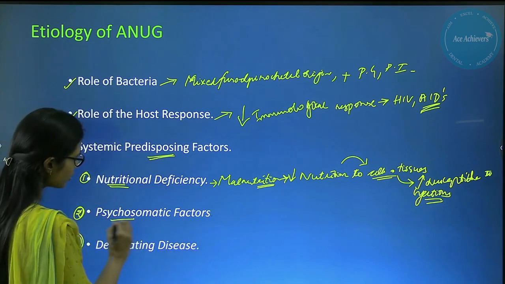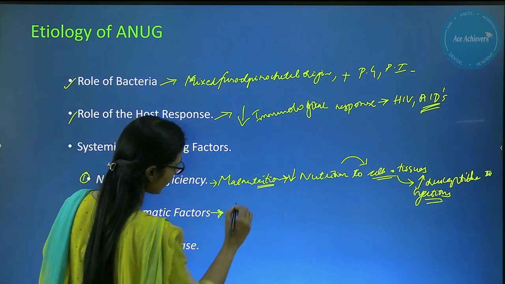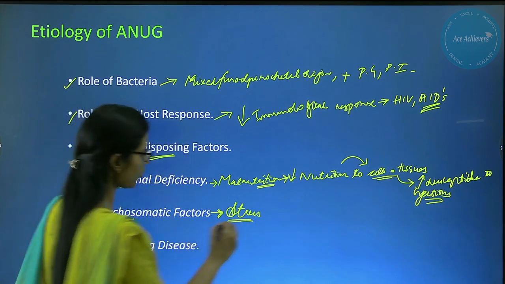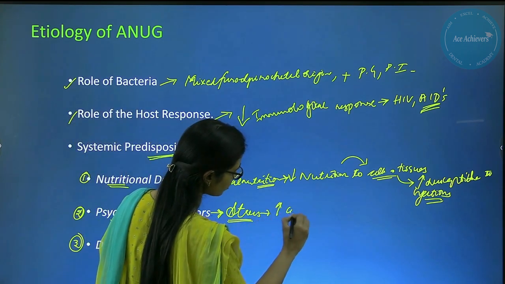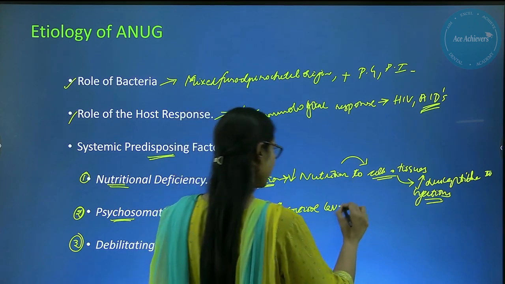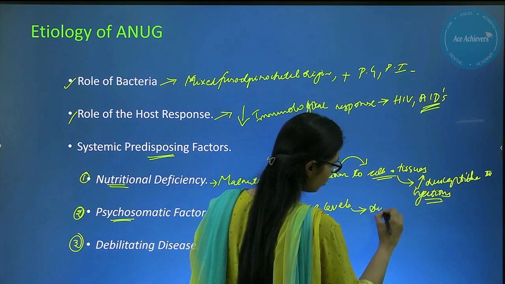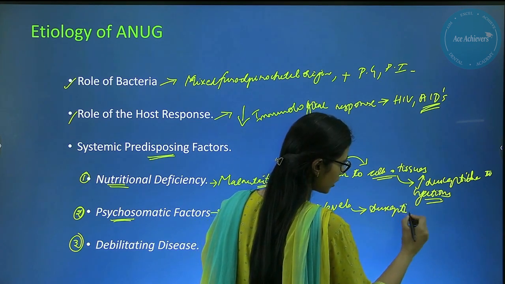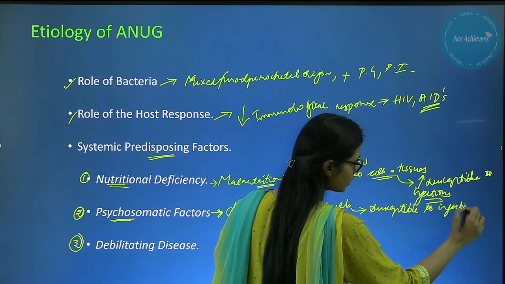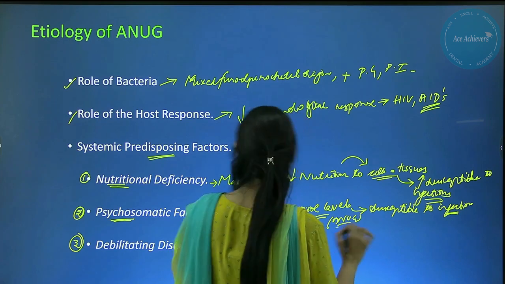So when we say psychosomatic factors, this basically refers to factors like stress, because what happens is in stress there is going to be an increase in the cortisol level, okay. This cortisol increases the cortisone production and makes them more susceptible to infections, okay. It reduces the immunological response and makes them more susceptible to infections, okay. So in individuals with stress, lesions like ANUG are going to be common, okay.